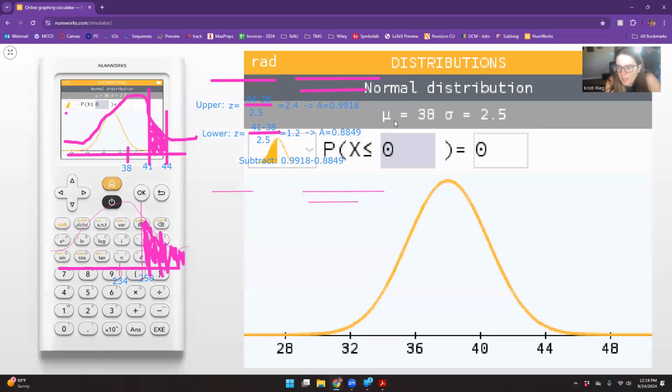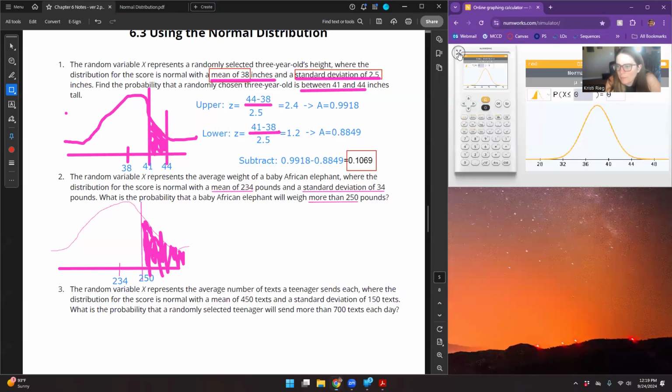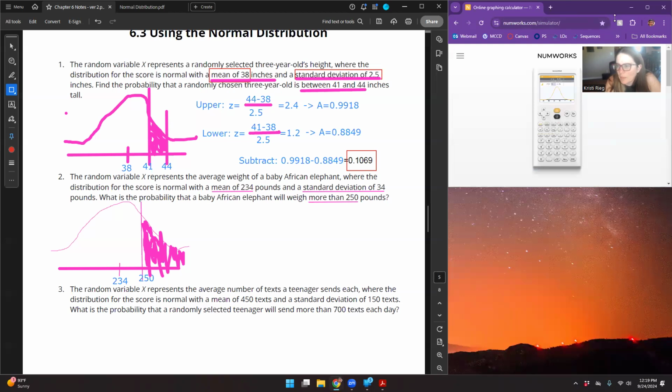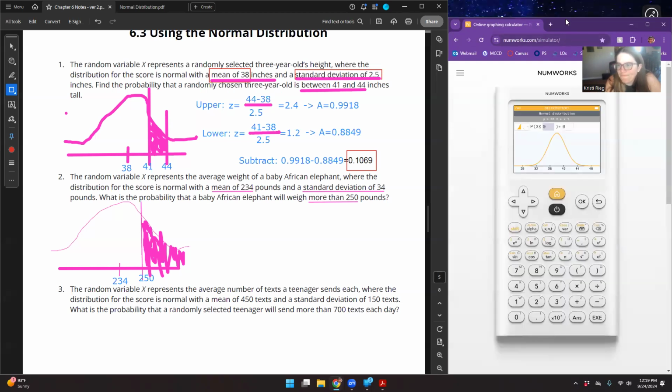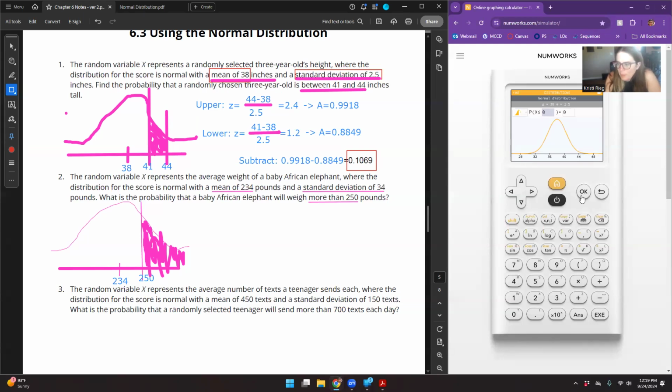See that mu and that sigma are incorrect. So we are going to go back. I'm going to do mu is 234, enter.